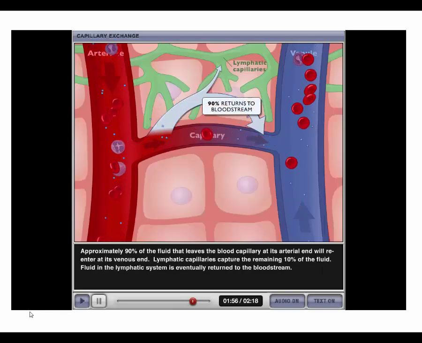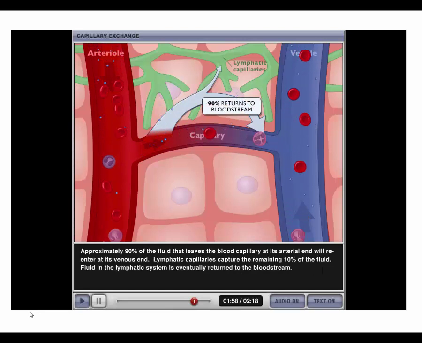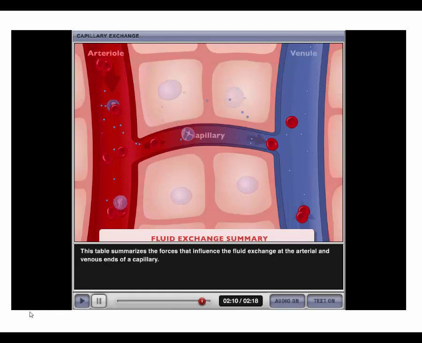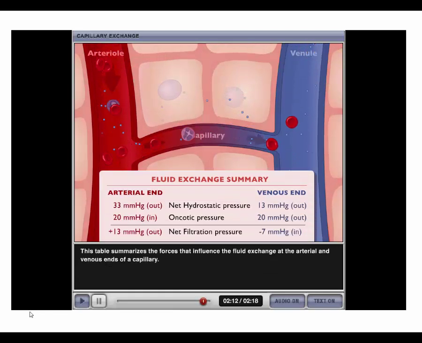Approximately 90% of the fluid that leaves the blood capillary at its arterial end will re-enter at its venous end. Lymphatic capillaries capture the remaining 10% of the fluid. Fluid in the lymphatic system is eventually returned to the bloodstream. This table summarizes the forces that influence the fluid exchange at the arterial and venous ends of a capillary.